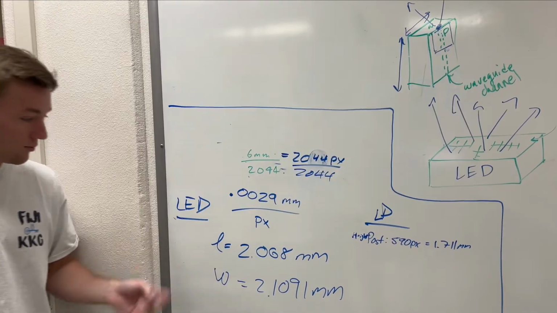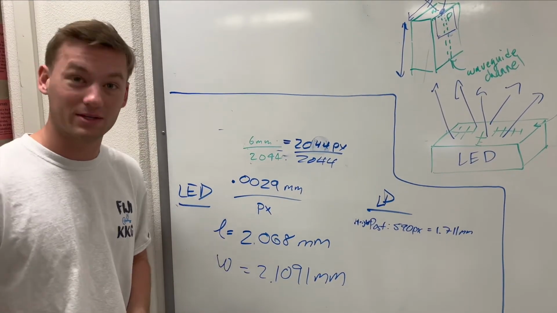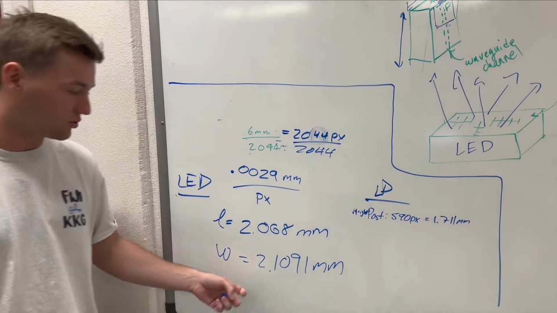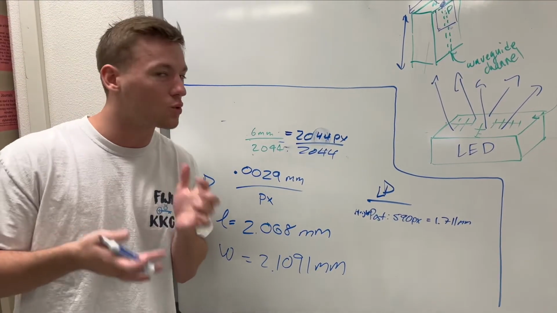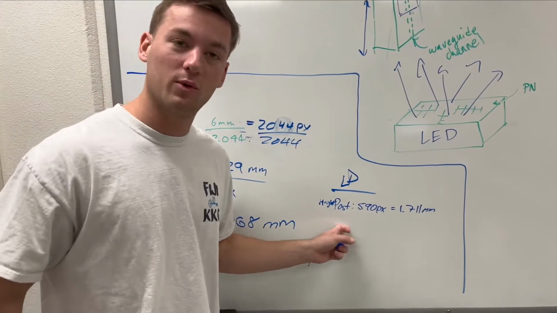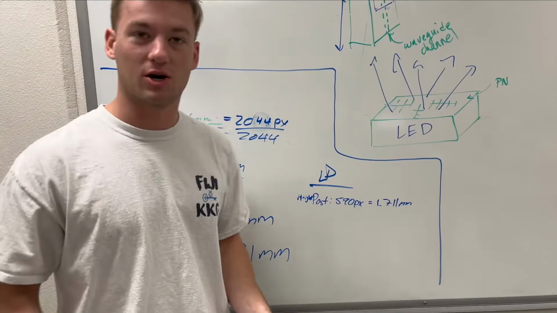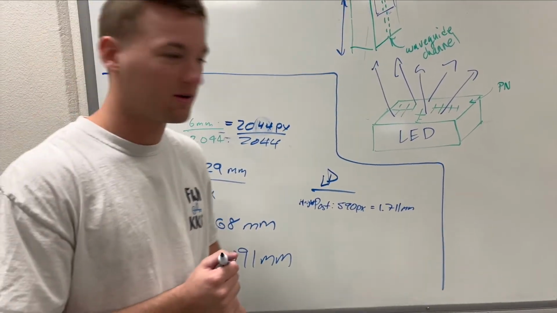For the LED, we measured a length of 2.068 millimeters and a width of about 2.1, so about a square. And for our laser diode, we had a height of the post, which is our cavity length, of about 1.7 millimeters.